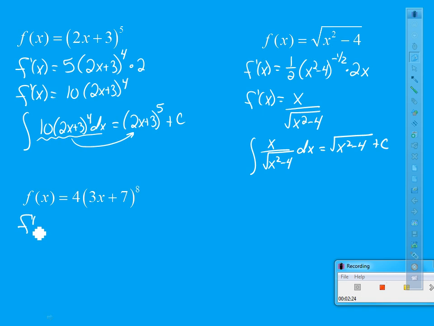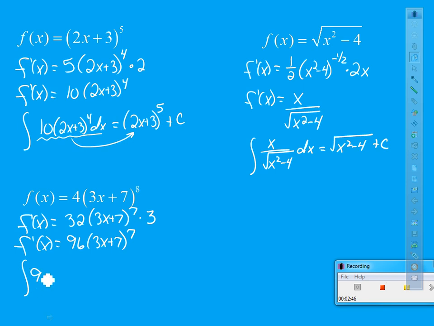And then just one more last one real fast. This one's a little bit easier. Maybe you'll catch a pattern. This derivative looks like 32 times (3x plus 7) to the 7th times 3. So this derivative looks like 96 times (3x plus 7) to the 7th. That means this statement is true. The antiderivative of 96 times (3x plus 7) to the 7th dx is 4 times (3x plus 7) to the 8th plus c. You probably got the power part figured out. Add 1 just like we did last time.